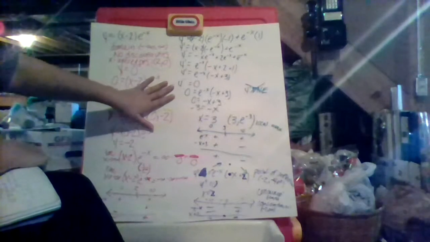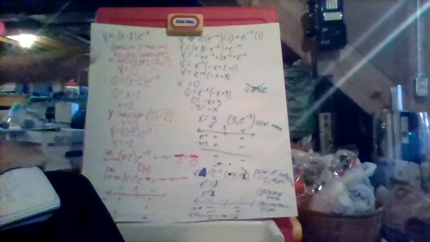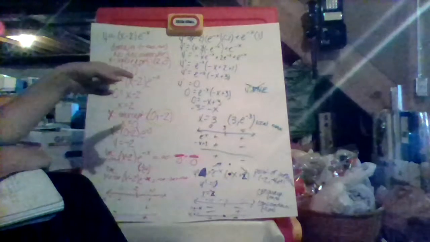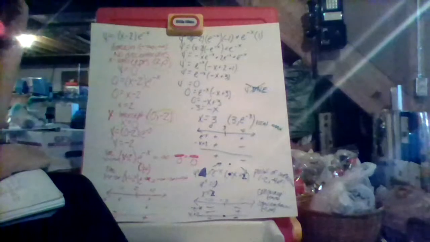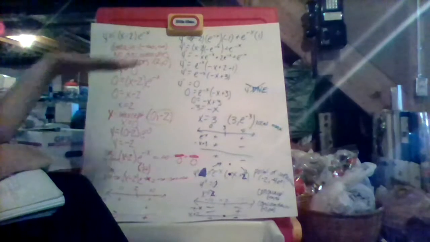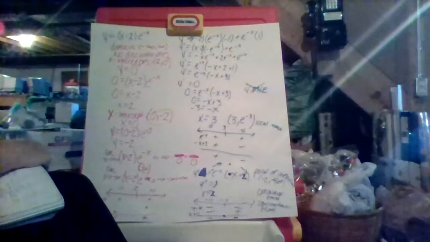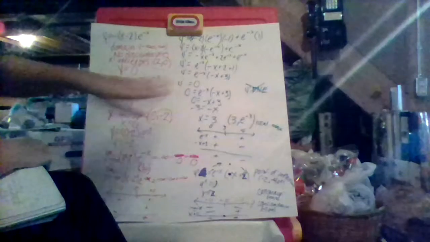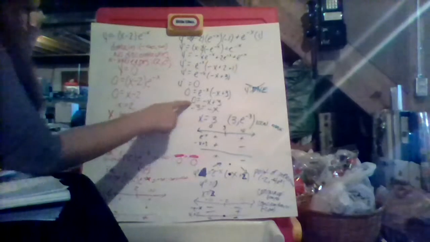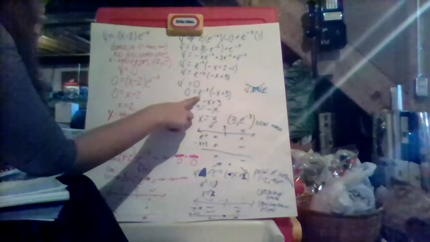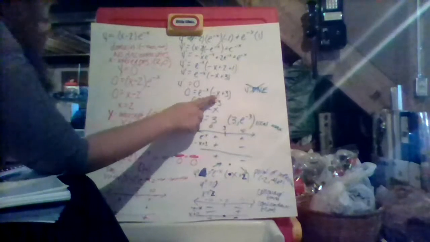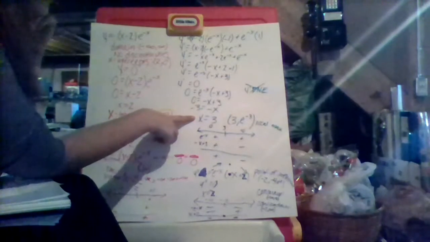Here's where we can find our critical numbers. Critical numbers are y prime equaling 0 or y prime not existing. But our domain is everywhere, so there's no place where y prime doesn't exist. We don't have to worry about that. Just have to worry about where y prime equals 0. So again, we set our function equal to 0, and again, this e term is never going to be 0, always positive. We're only worried about the negative x plus 3. So we set that equal to 0, and we get x equals 3.